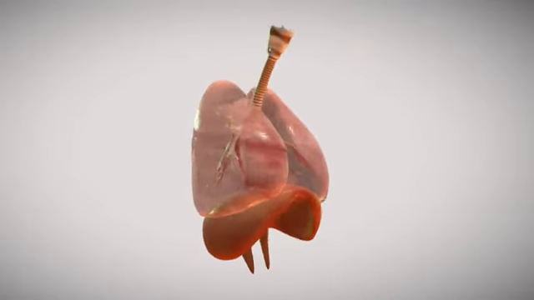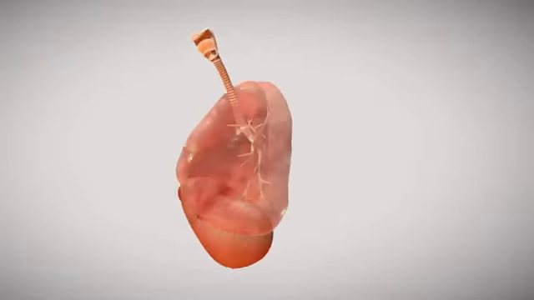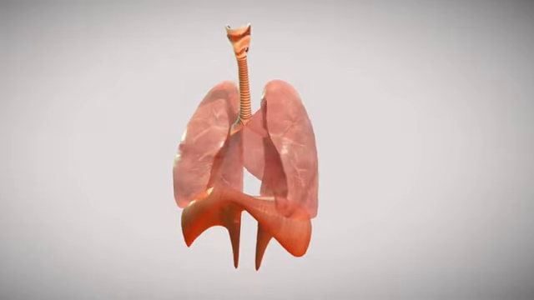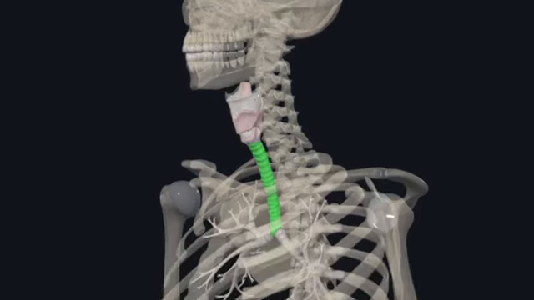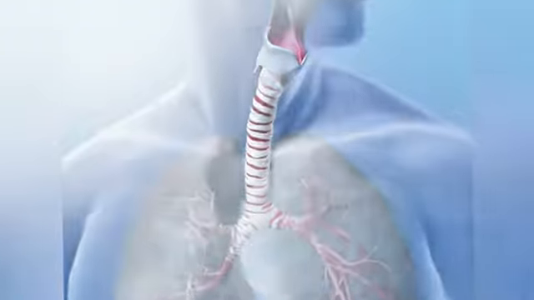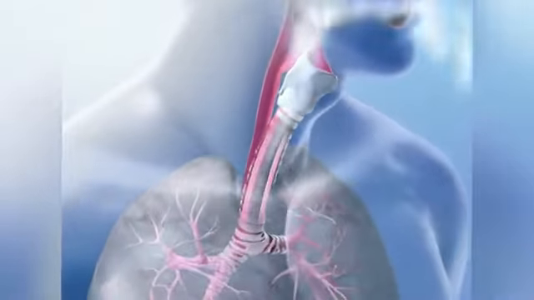The trachea is also commonly called the windpipe. It is a hollow cylindrical tube that is approximately 10 to 12 centimeters long, with a diameter of roughly 2 centimeters. It starts from the larynx and extends down into the chest. The wall of the trachea contains 16 to 20 C-shaped cartilage rings. These cartilage rings prevent the trachea from collapsing so that the airway always remains open.